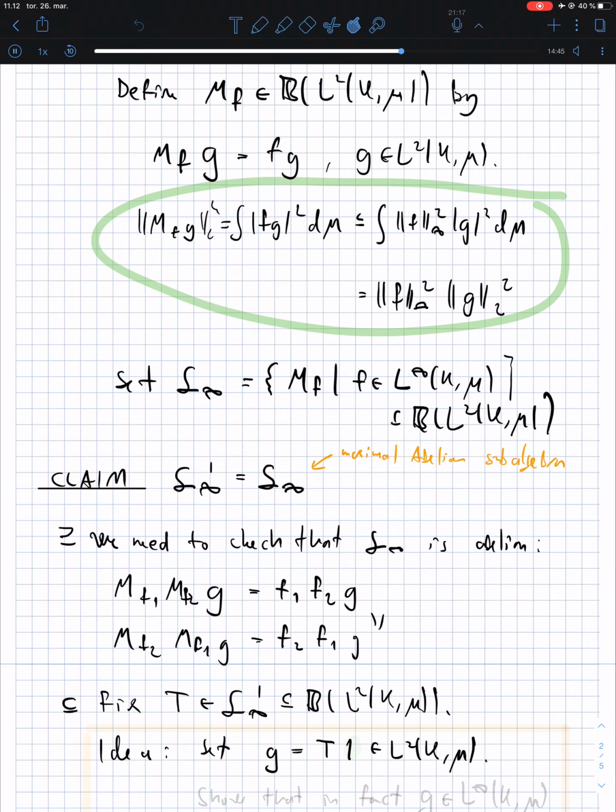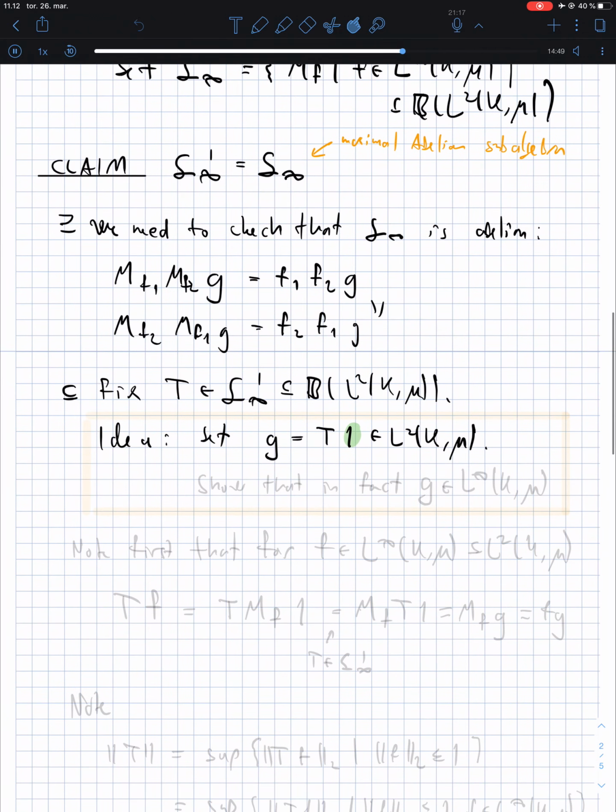Maybe we need to be a little bit careful. So why is 1 an L2 element? Well, that's an L2 element because I've assumed that mu was a finite Borel measure. So L infinity is in L2, so I can apply T to it. I get another element that lies in L2, and that is what I'm going to call g.